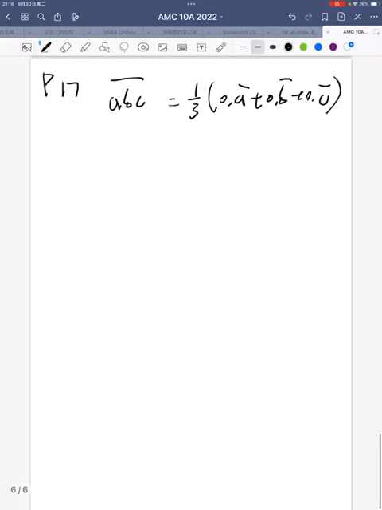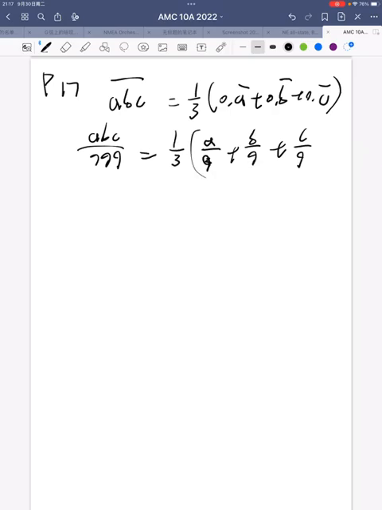For problem 17, we have that 0.ABC repeating, with 3 digits repeating, is equal to 1/3 of 0.A repeating plus 0.B repeating plus 0.C repeating. We all know how to rewrite these into fractions. This is just ABC over 999 equals 1/3 times (A over 9 plus B over 9 plus C over 9). Don't forget the parentheses. And then we basically just do our thing, right?